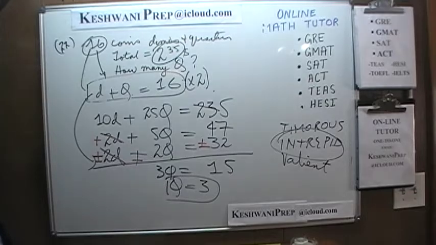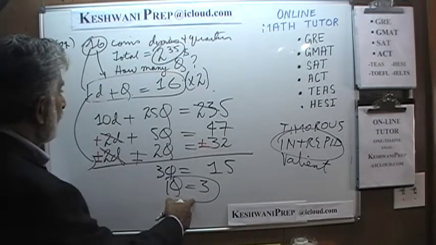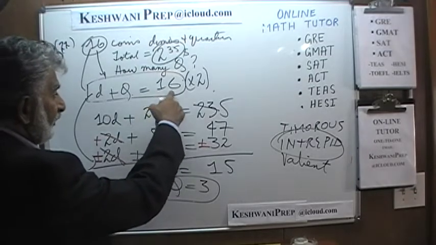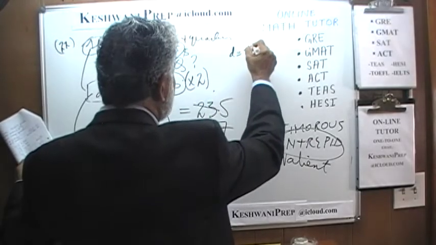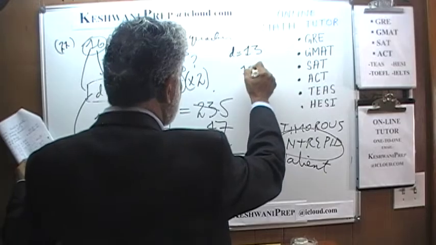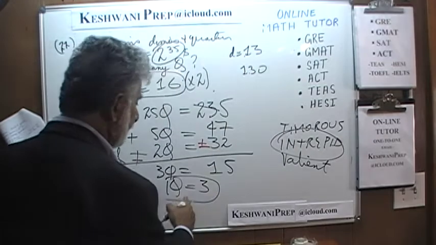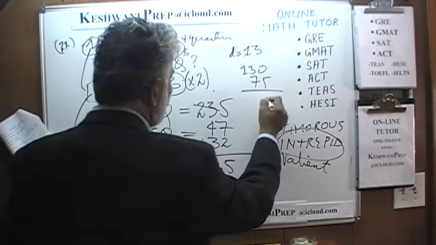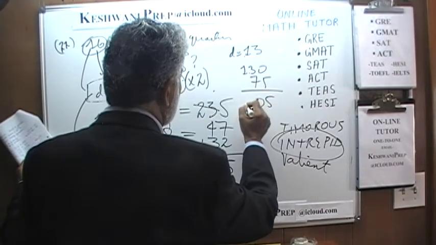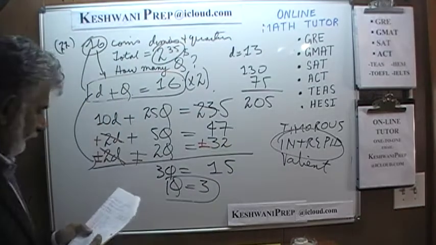And if you want to quickly verify it, we can verify it also. If q is equal to 3, because there are 16 altogether, then we must have 13 dimes. 13 dimes is $1.30, and 3 quarters is 75 cents. If they add up to what they are told, which it does not, it is 205.